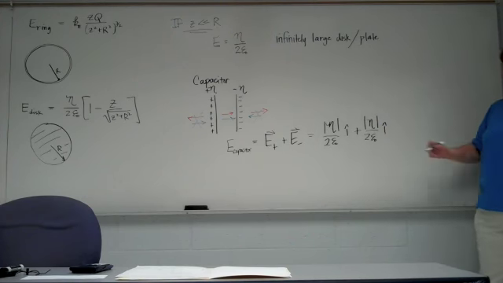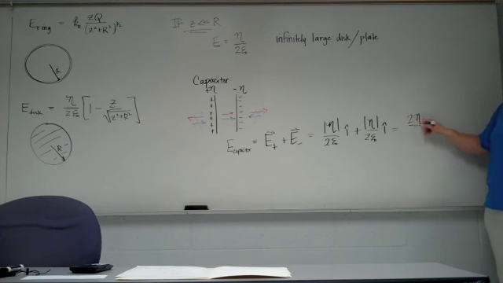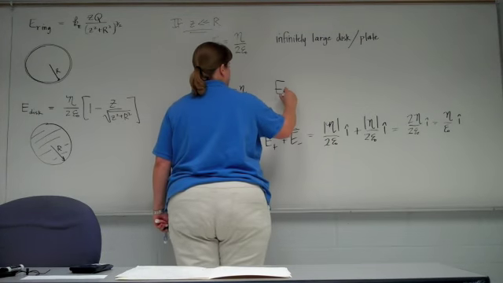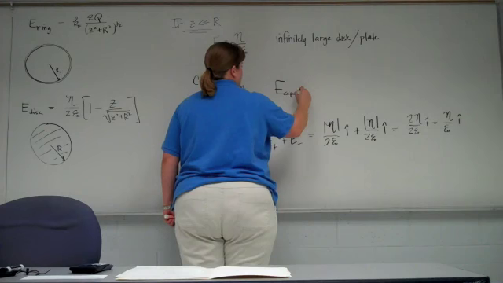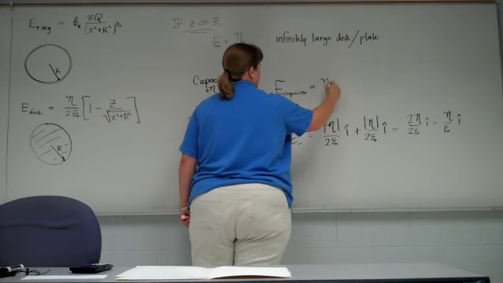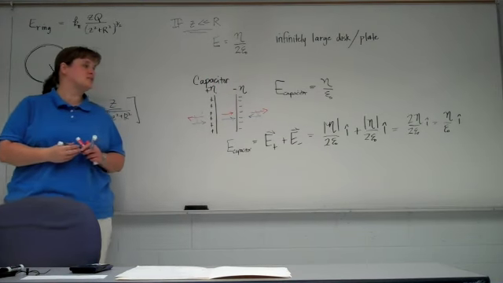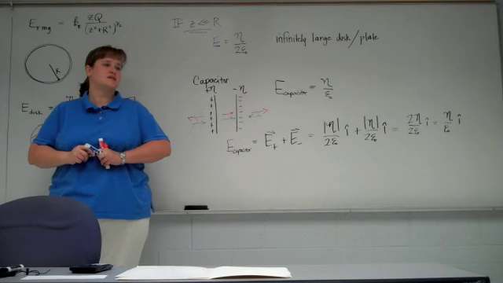They're adding together. So we use the absolute value of the etas. Since they're the same, we get 2 eta over 2 epsilon naught in the x direction in this case. So eta over epsilon naught in the x direction ends up being the electric field for the capacitor. So that's the strength of the electric field between the two plates, eta over epsilon naught.